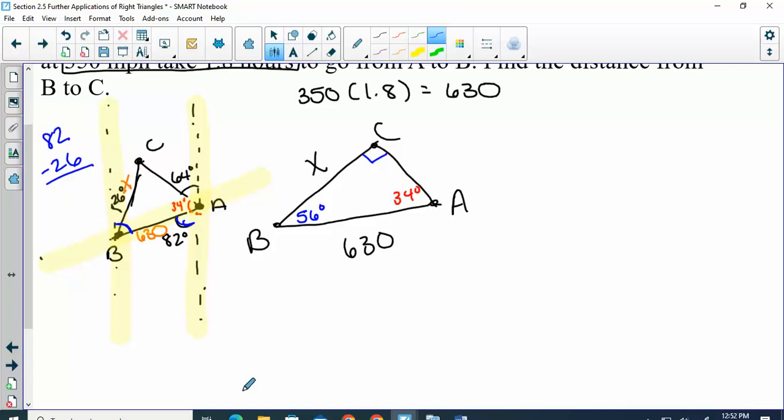Once we have that, though, we've done the hard part. So we just pick a trig function involving the side we need. So which angle do you want to use? 34. Hit that first. So that would be the opposite and the hypotenuse. So the sine of 34 degrees equals the opposite side x over the hypotenuse 630. So we have 630 times the sine of 34 degrees.